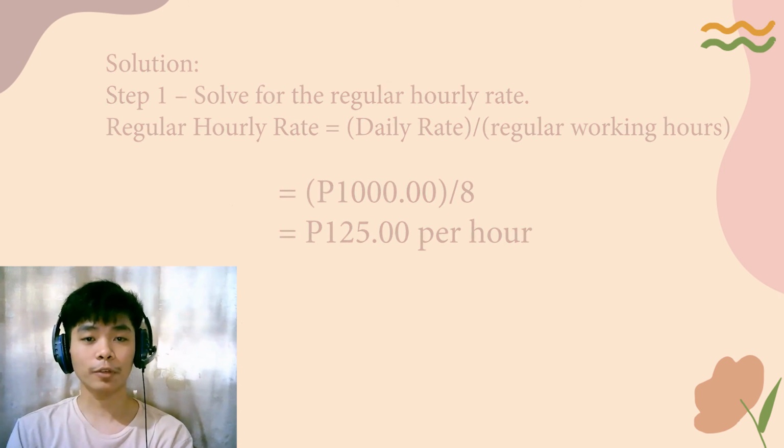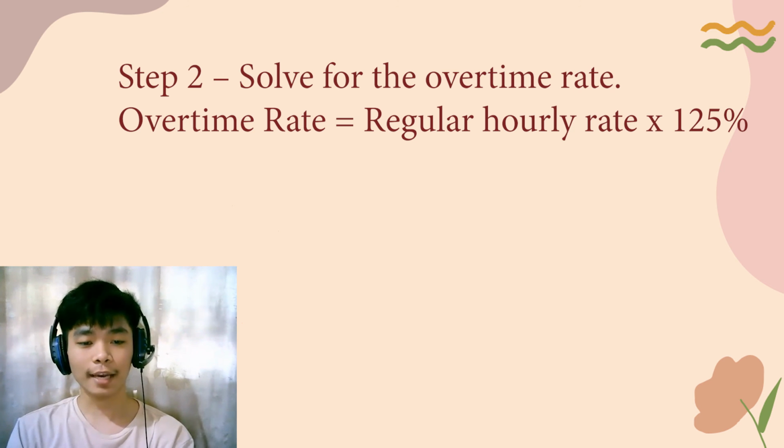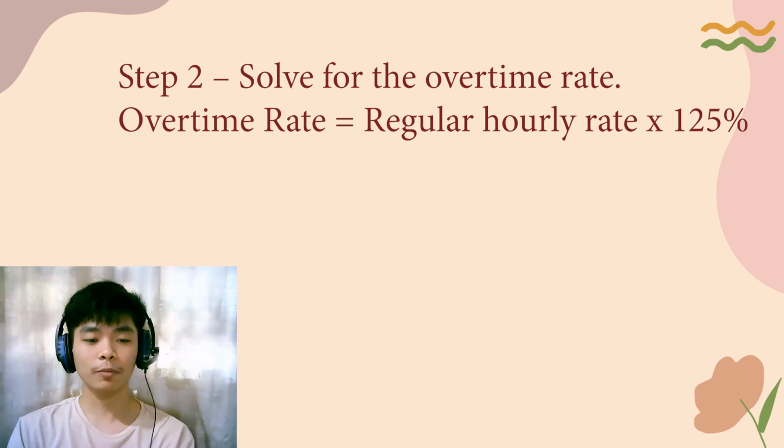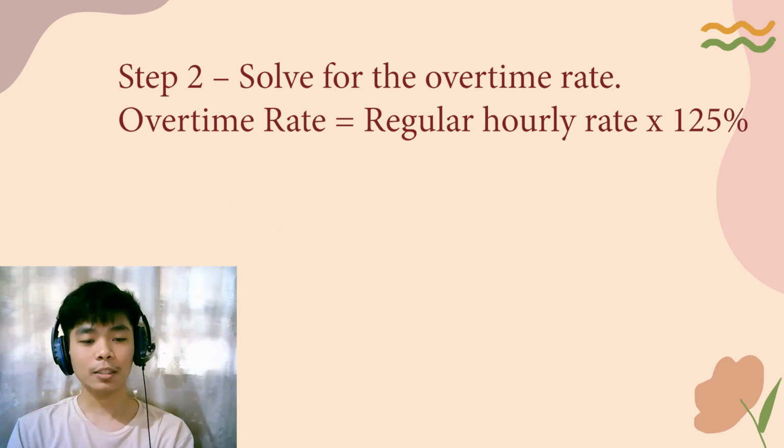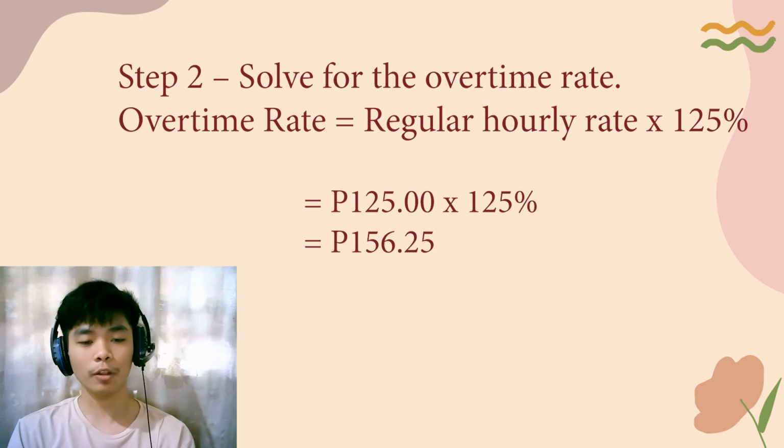Second step is to solve for the overtime rate. By using the second formula, overtime rate equals regular hourly rate multiplied by 125%. Next, substitute the regular hourly rate of 125 pesos, then multiply it by 125%. But before multiplying, we need to convert 125% to decimal, which is 1.25. When you multiply these two, you get 156.25 as the overtime rate.